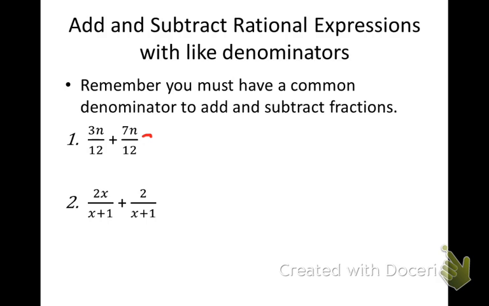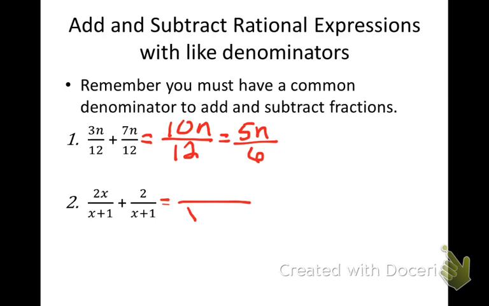So in this problem, the denominator is 12, so it's going to stay 12. What do we do to our numerators? We add. 3 plus 7 would be 10n. Now, we will need to be simplifying if we can, and here, since 10 times n, we can divide both numerator and denominator by 2 and get 5n over 6 as my simplified answer. So make sure you look to reduce it.